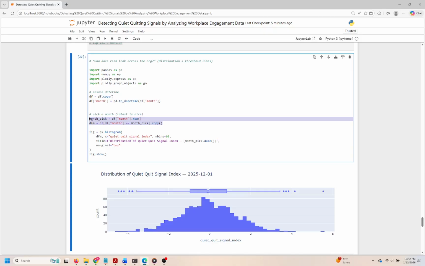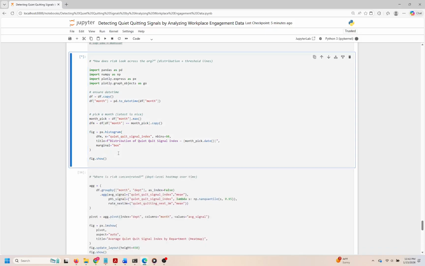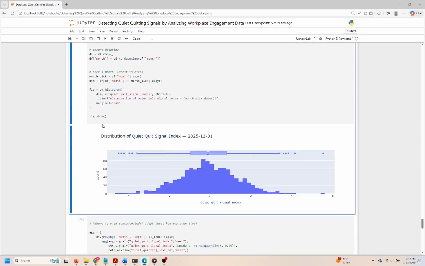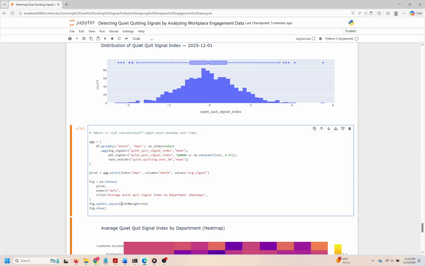Then, we employ Plotly Express to visualize this information through a histogram. The x-axis represents the Quiet Quit Signal Index, spread over 60 bins to capture its distribution effectively, while the title dynamically reflects the month we're analyzing. Additionally, we add a marginal box plot to provide another layer of insight into the distribution's main statistical features. As you can appreciate, this visualization helps us identify how widespread the quiet quitting phenomenon might be within the organization.